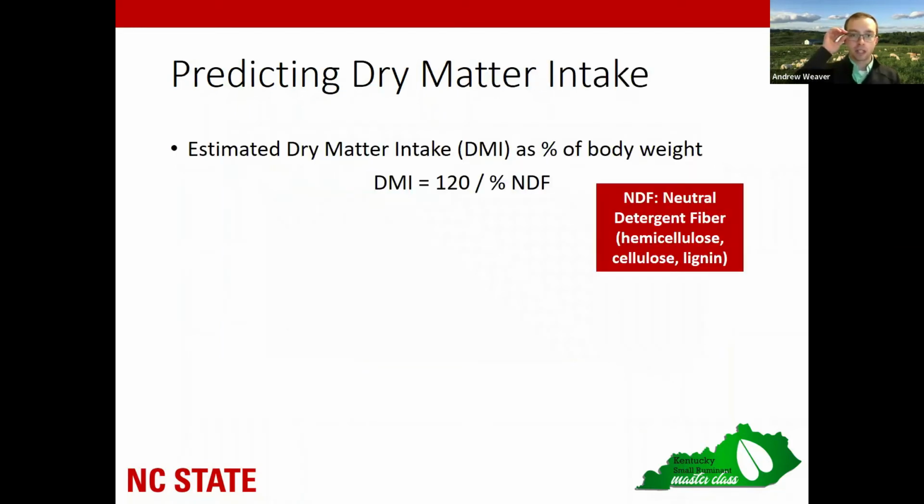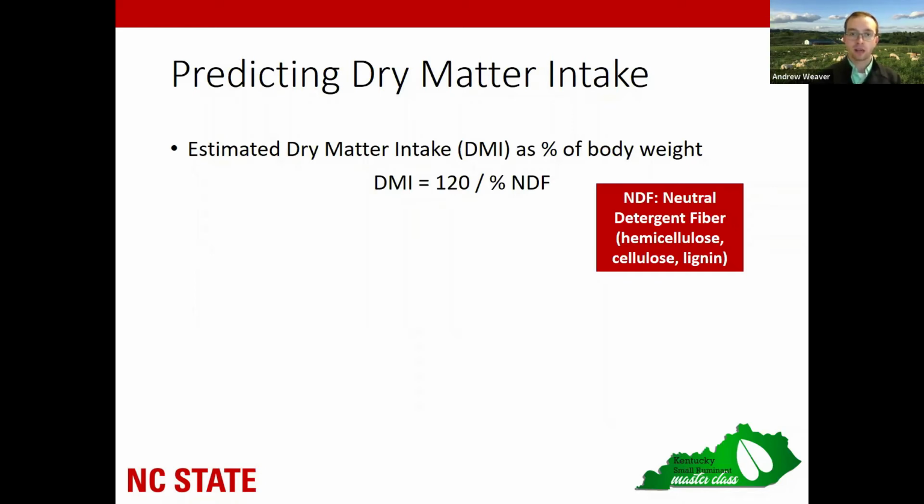So when it comes to predicting dry matter intake, we can estimate dry matter intake as a percentage of animal body weight utilizing this equation, where dry matter intake equals 120 divided by the percent NDF. And again, NDF is that neutral detergent fiber. It's a measure of the hemicellulose, cellulose, and lignin, the plant cell wall components in that forage.